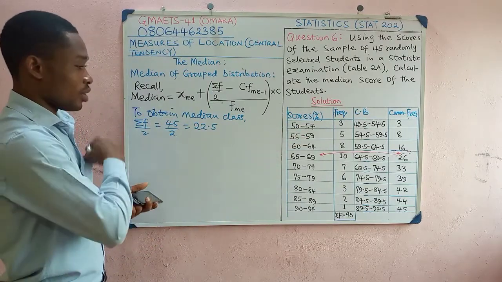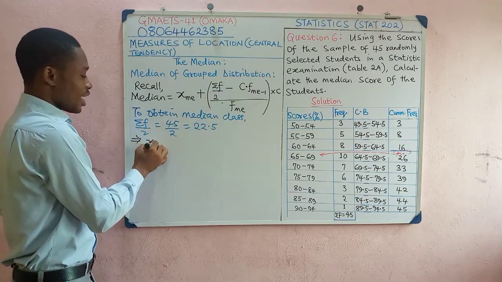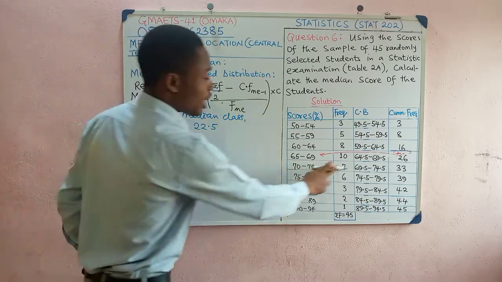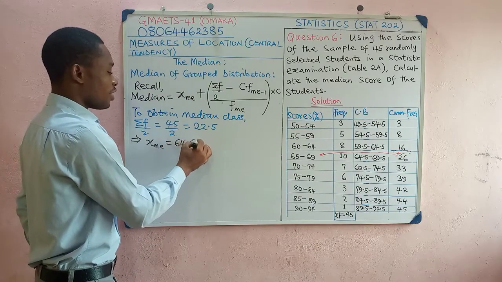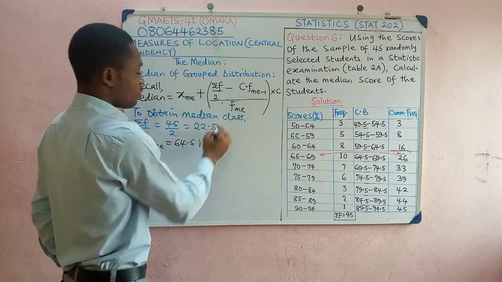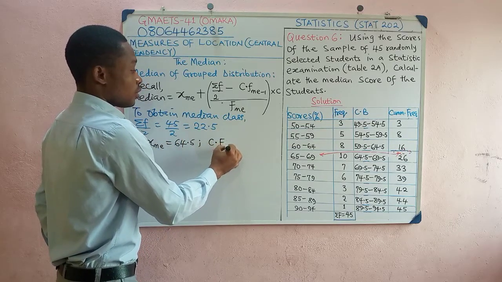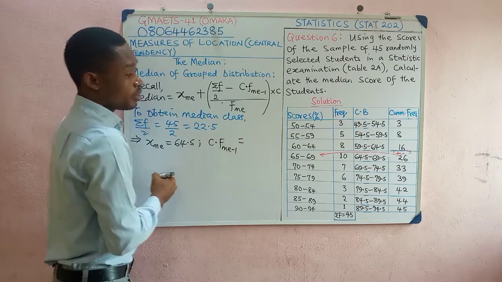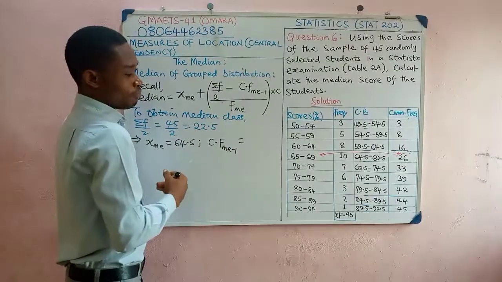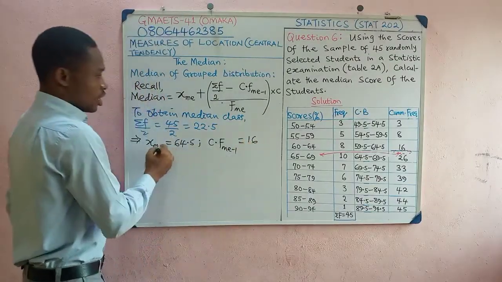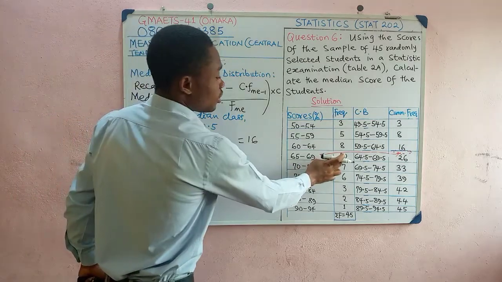Alright? So we're going to obtain the values of all these parameters. It implies that the lower class boundary of the median class will be located here at 64.5. Then we have the pre-median cumulative frequency. The cumulative frequency of the pre-median class is 16. That is the class just above the median class. And of course, we need the frequency of the median class. Look at it, that's 10.